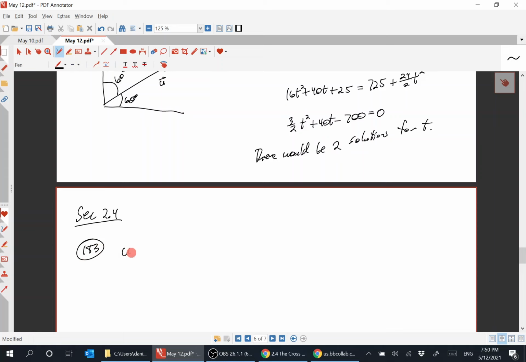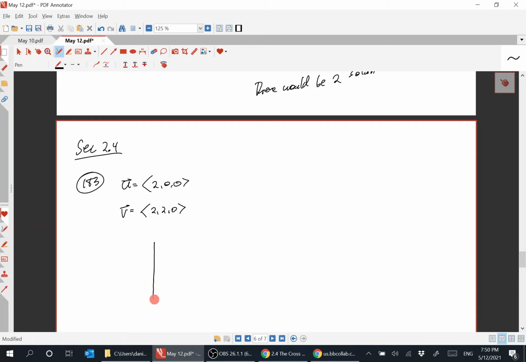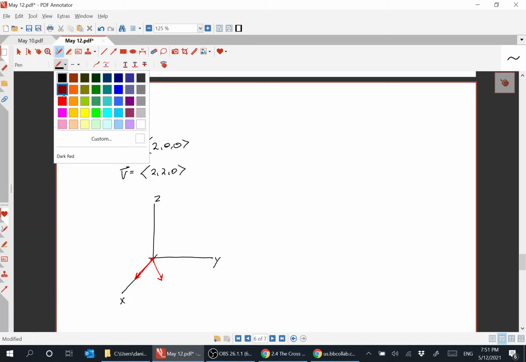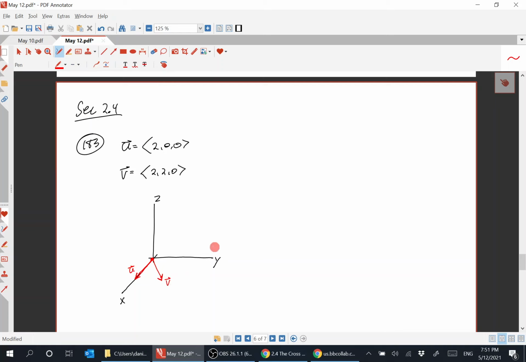So you've got U equal to 200, V equal to 220. So the drawing of those, U is going to be here, and V is going to be here in the XY plane, both of them, right? This is the x-axis, the y-axis. That's U, that's V. So the cross product is going to point in which direction?